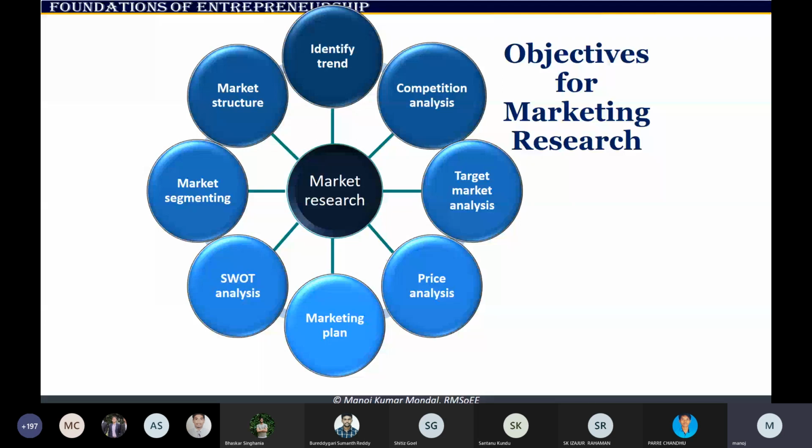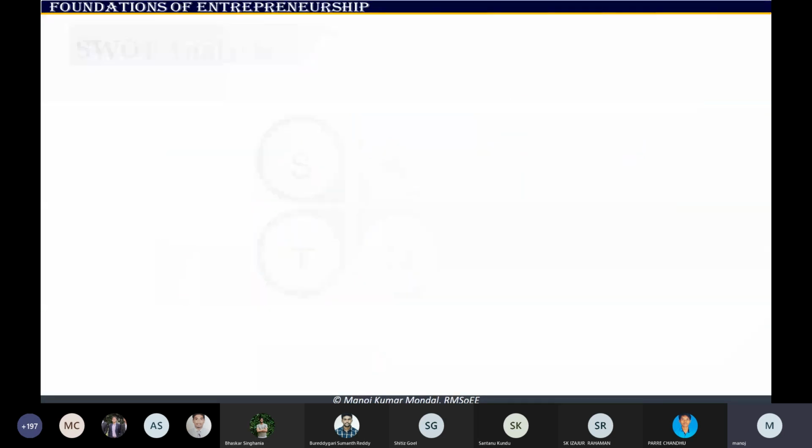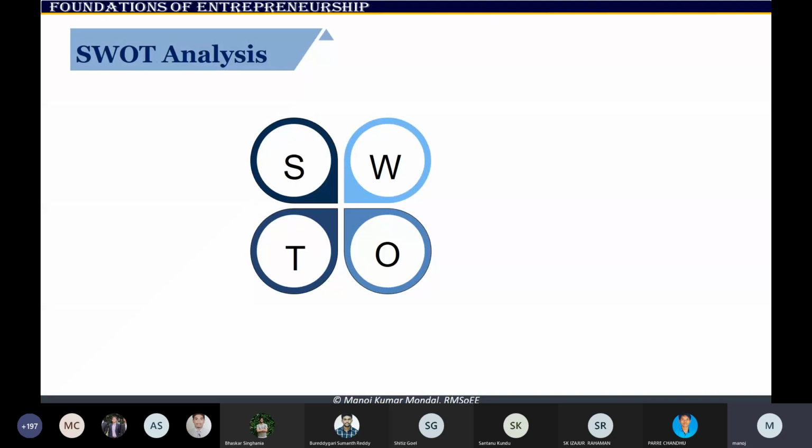These are the objectives. Whatever you do are the objectives. One is SWOT analysis. I'll just talk about SWOT analysis very quickly because I may not get another chance to, so I just inserted this here. Not so relevant for the topic, but it's relevant for the subject.